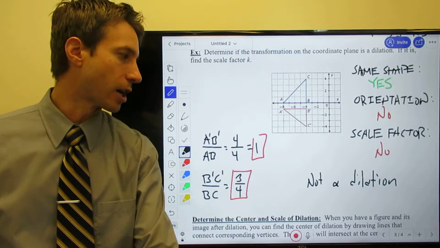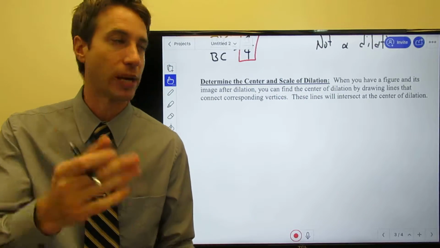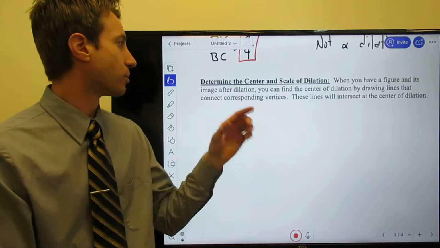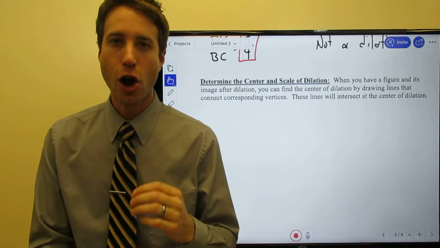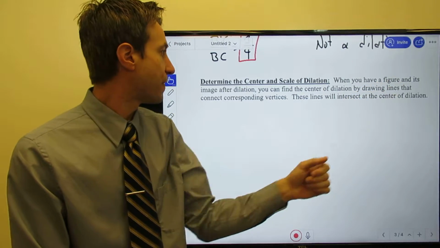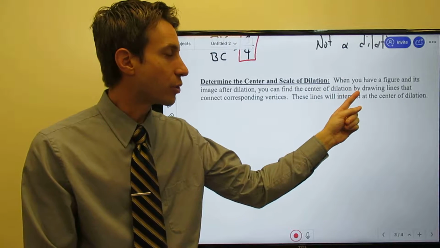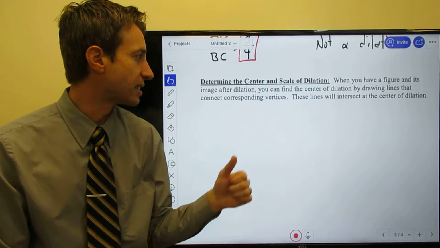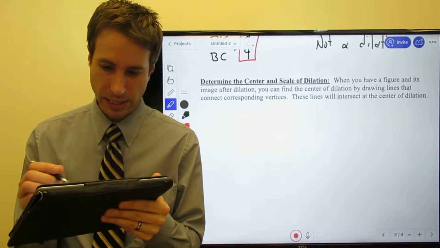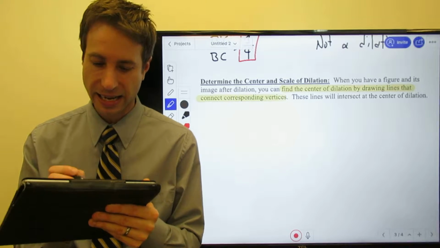All right, now the last thing I want to talk about with you guys, I mentioned it on the first page of the notes, and then I told you we would come back to it. And it's simply this: determine the center of the dilation. I got a couple of problems for you here on the next page, but essentially it's this: when we have a figure and its image after the dilation, you can find the center of dilation by drawing lines that connect corresponding vertices. That's really the part that I want you to take away from this. Find the center of dilation by drawing lines that connect corresponding vertices.